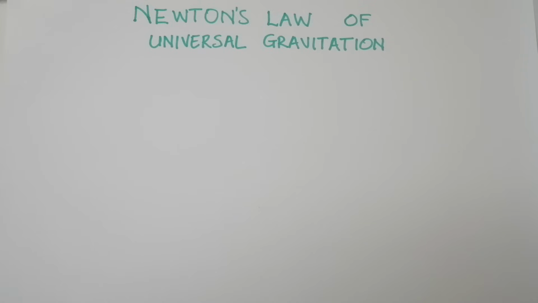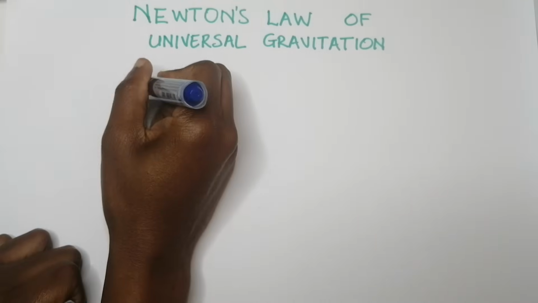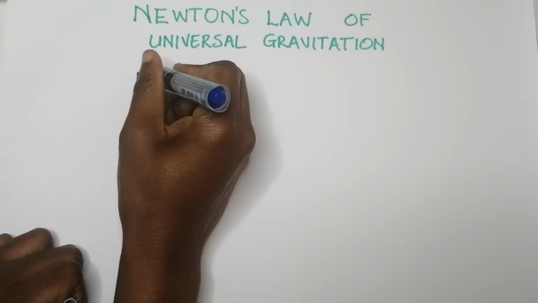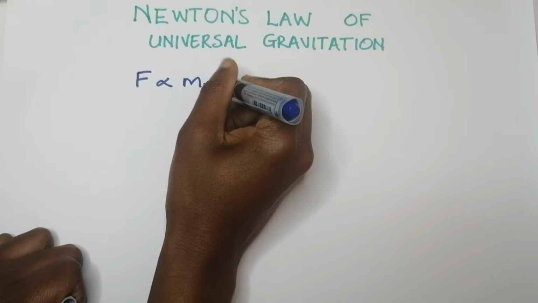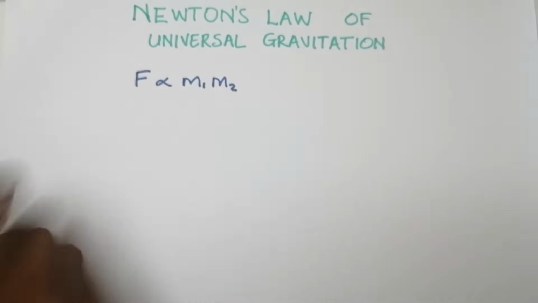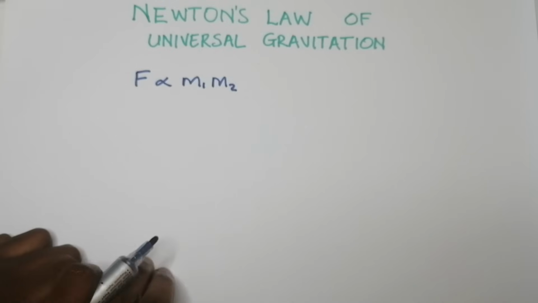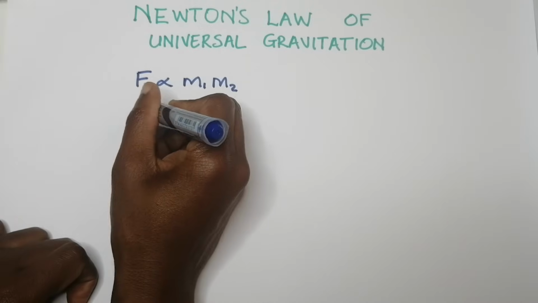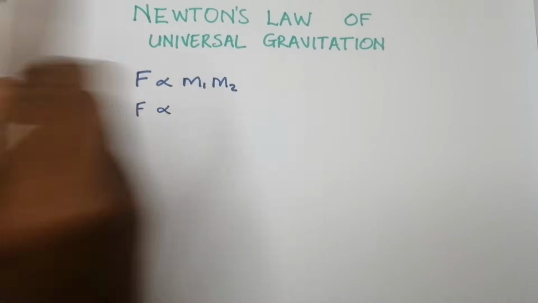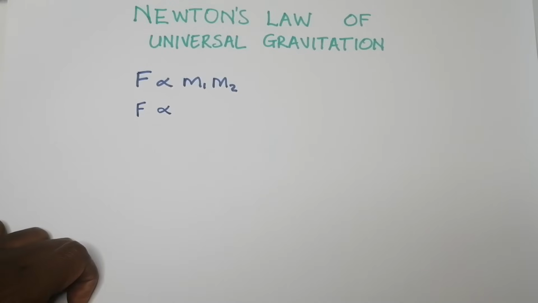And how it's defined, it simply says two bodies in the universe will attract each other first of all with a force that is directly proportional to the product of their masses. Or you can simply say the force will be directly proportional to the magnitude of their masses, and inversely proportional to the square of their distance apart from their center of mass.